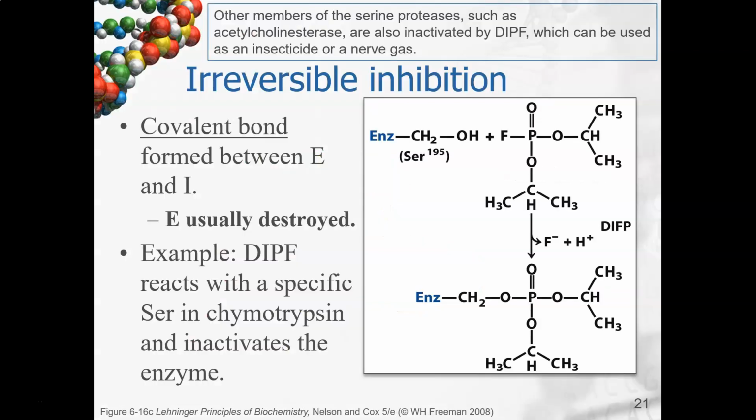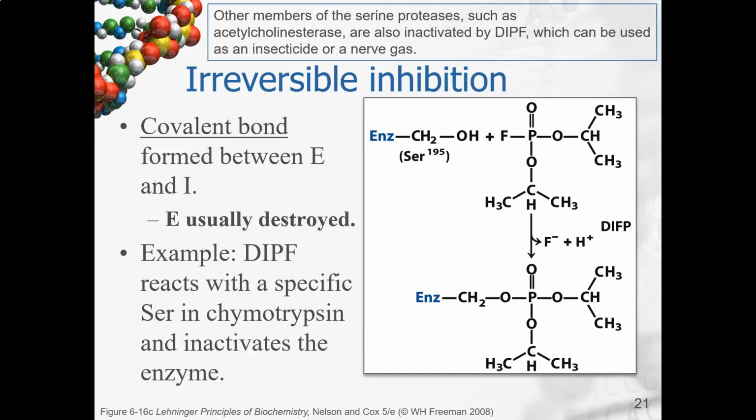Okay, so I just wanted to say a little bit about irreversible inhibition. Everything up until this point has been reversible. So our competitive, uncompetitive, and non-competitive inhibitors all bind to their enzymes non-covalently, which means they're reversible. They can bind and then they can dissociate.